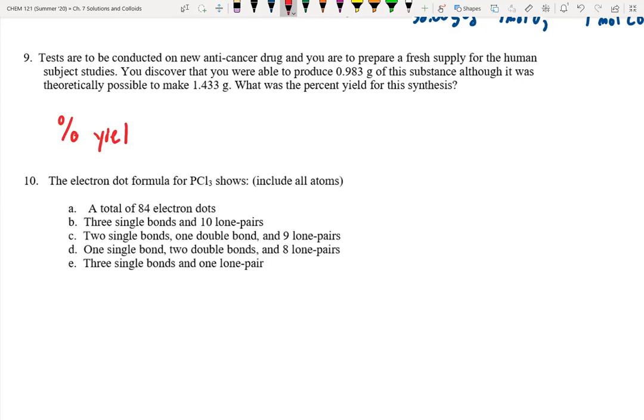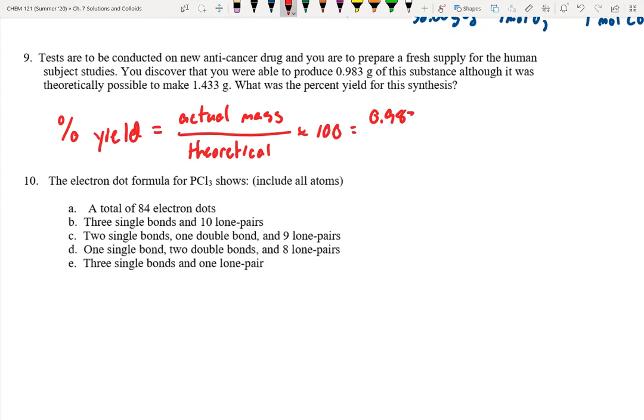So it is important to remember that percent yield is going to be your actual mass over your theoretical times 100. So in this case, we were actually able to produce 0.983 grams. Theoretically, it was possible to make 1.433 grams. And we multiply this by 100. And let's do that really quick.